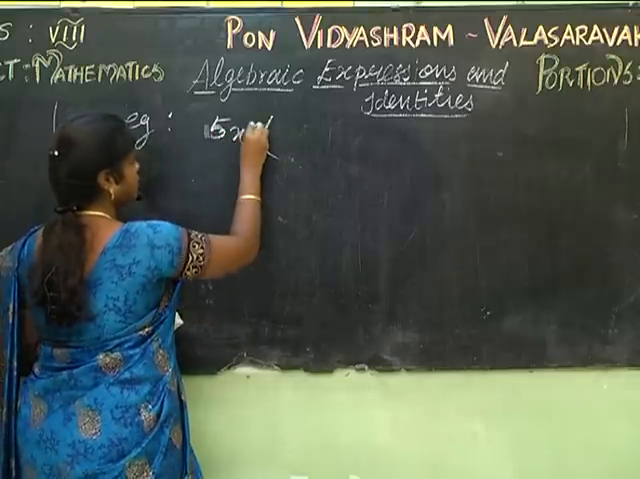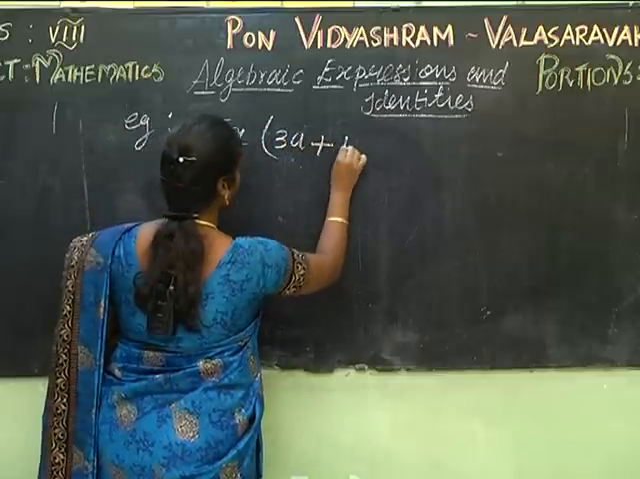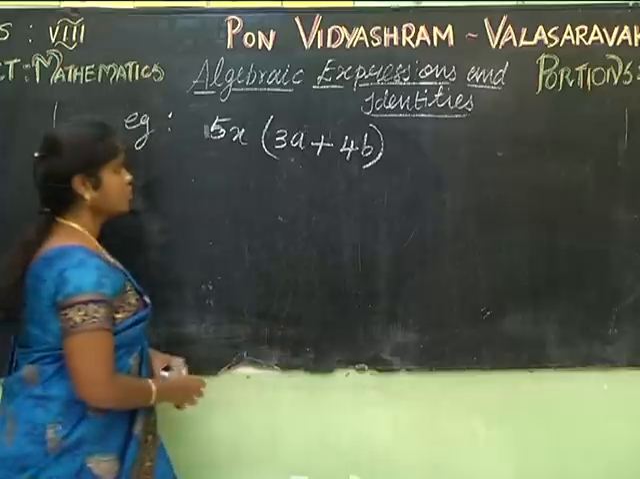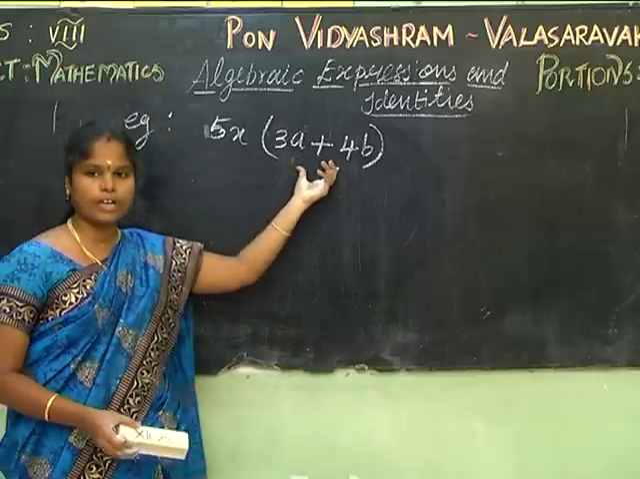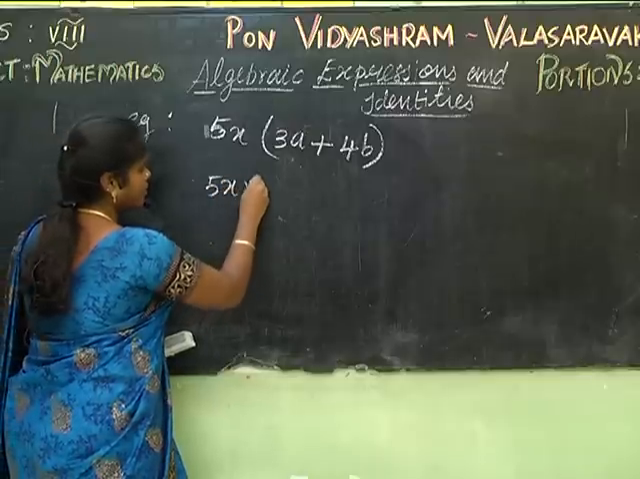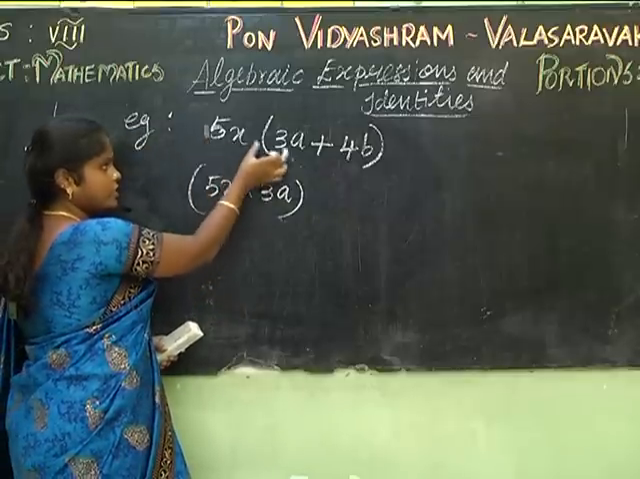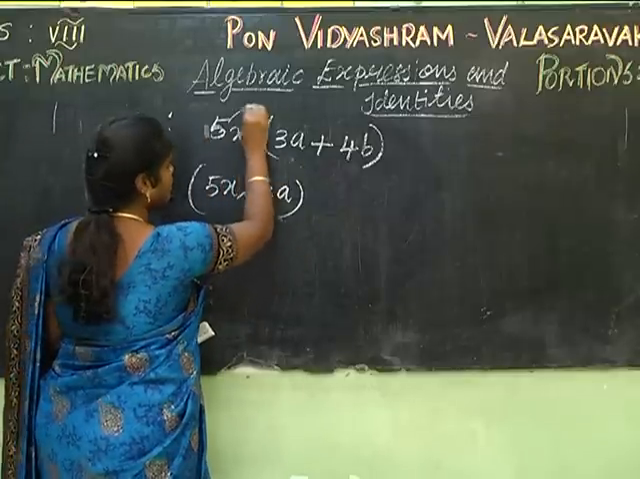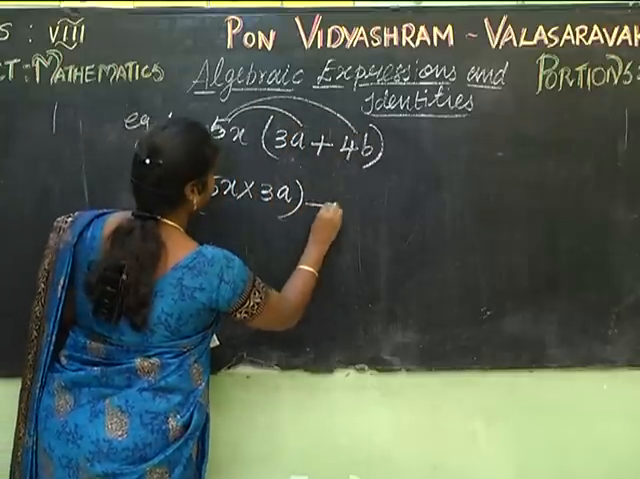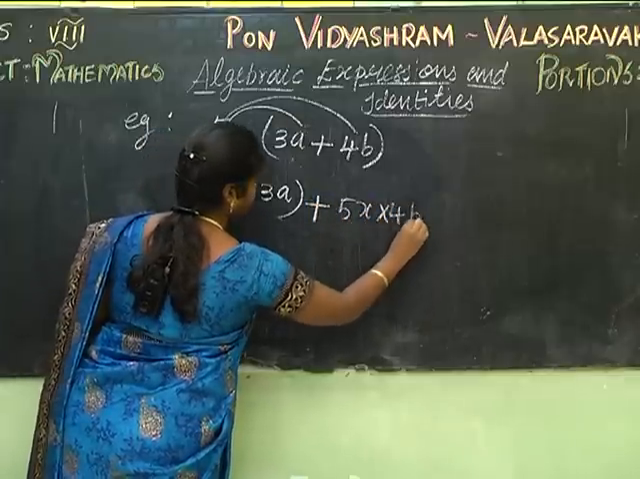Monomial, binomial 3a plus 4b. So this is a monomial and this is a binomial. Now we are going to do the multiplication. First multiply this term inside the bracket: 5x into 3a, first term over, then the second one, plus 5x into 4b.